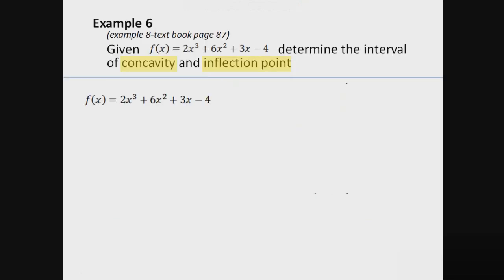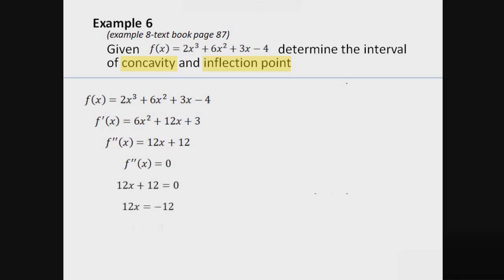Example 6. Given f(x) = 2x^3 + 6x^2 + 3x - 4, determine the interval of concavity and the inflection point. In this question, we have to differentiate twice. So we make the first derivative first, and we get 6x^2 + 12x + 3. So f''(x) will be 12x + 12. In order to find the concavity and also the inflection point, we have to satisfy the condition where f''(x) is equal to 0, and solve the x value, then we will get x = -1.